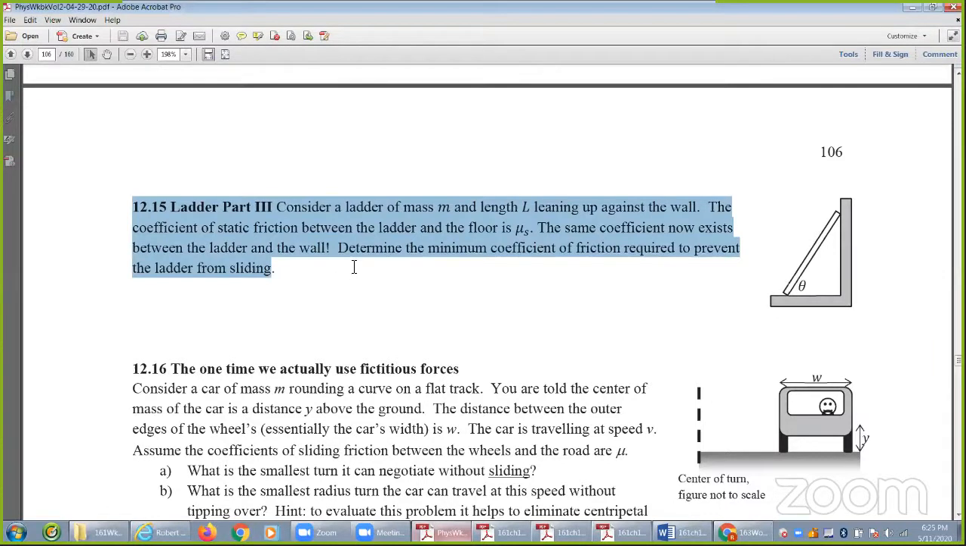Looking at 12.15. And go ahead and do it. Is it this one?